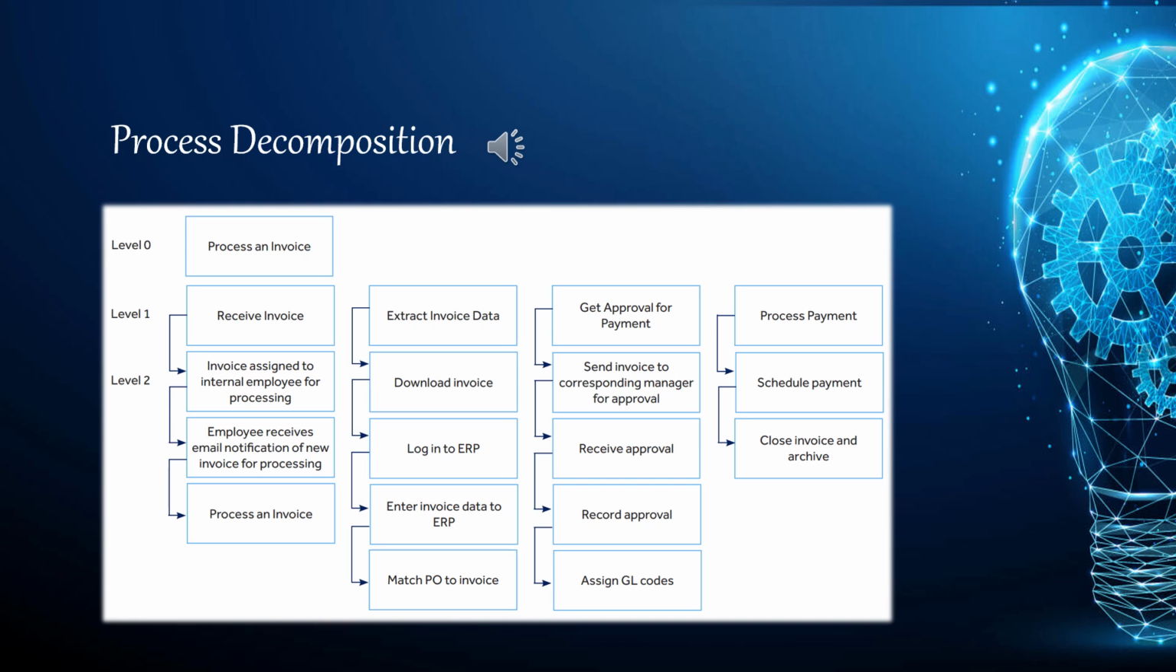In this process decomposition diagram, processing an invoice can be decomposed into four sub-processes: receiving an invoice, extracting data from that invoice, getting approval for payment, and processing payment. The more complex a process is, the more levels of sub-processes it will contain.